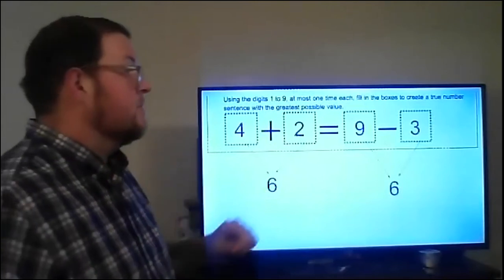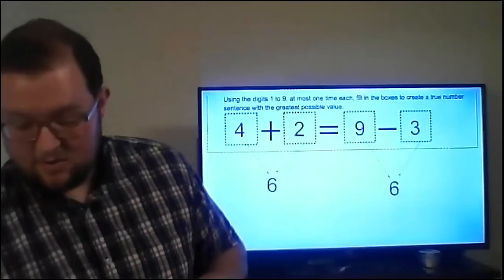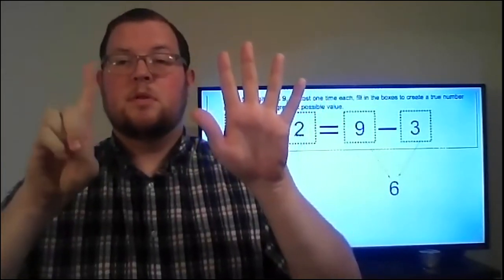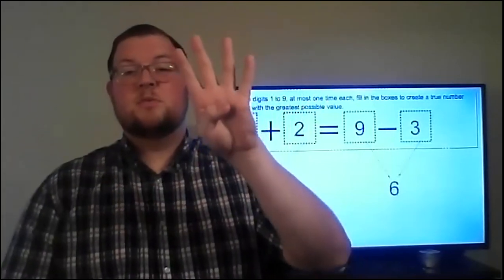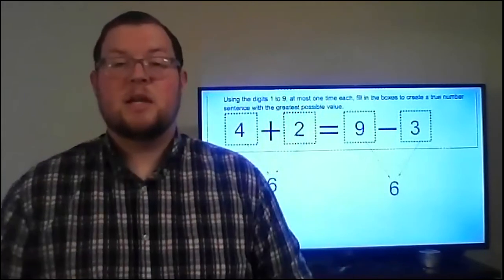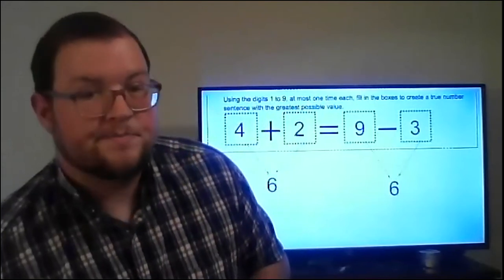And then I also solve my subtraction problem. 9 minus 3 gives us 6, because if I hold up 9 fingers, I take away 3. 1, 2, 3. I'm left with 6. Now if I have 4, I add 2, 1, 2, still left with 6.